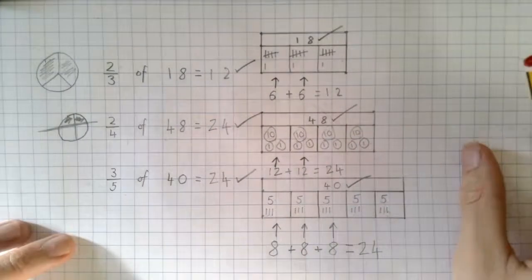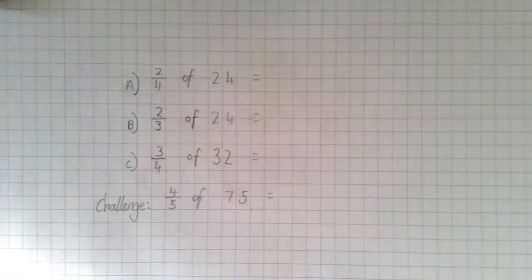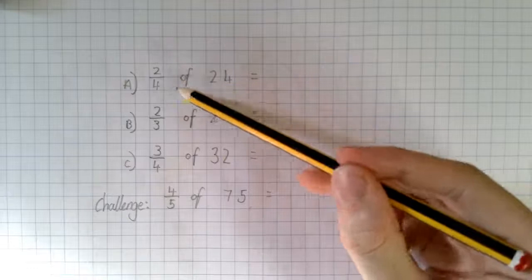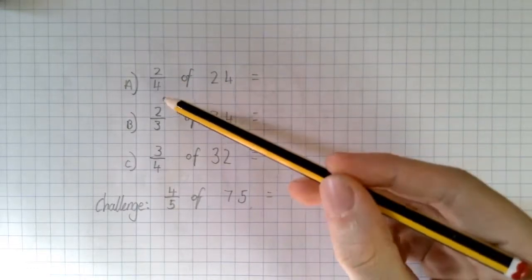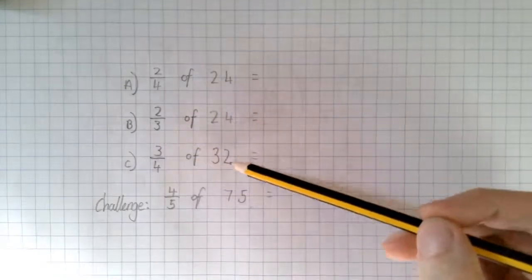So now that you've seen me do it, I've got some practice for you. 3 questions and a challenge if you so wish. We have got 2/4 of 24. We've got the same number again, but this time I want 2/3. 3/4 of 32. And 4/5 of 75.